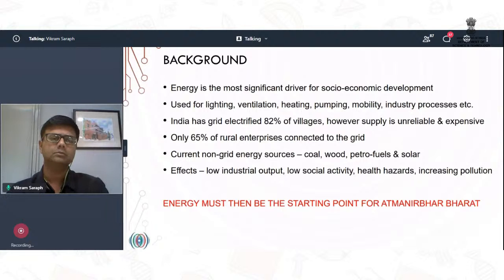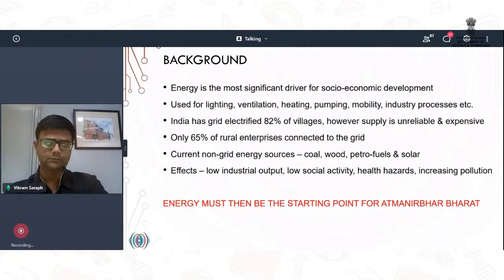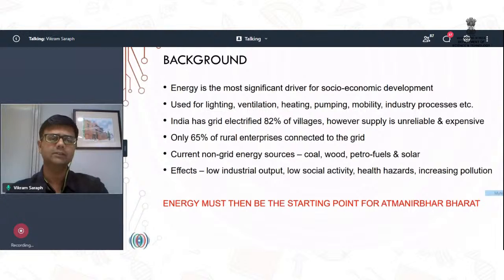Now, we have a huge number of rural settlements, a huge populace, which is almost so deficient with energy. Although we say that 82% of villages are electrified, that electricity is very unreliable and it's very expensive for them to utilize. One of the shocking statistics is that only 65% of rural enterprises are connected to the grid.